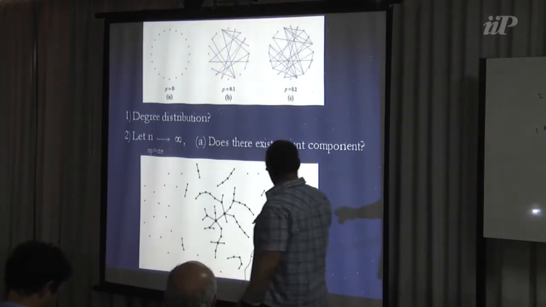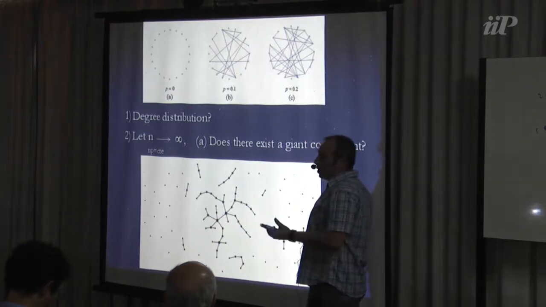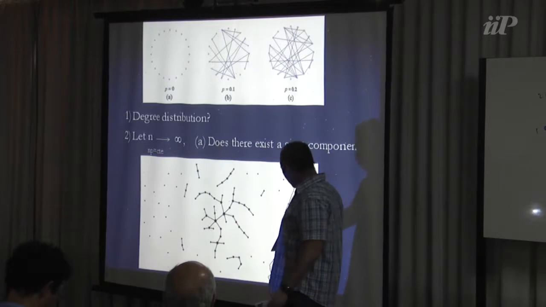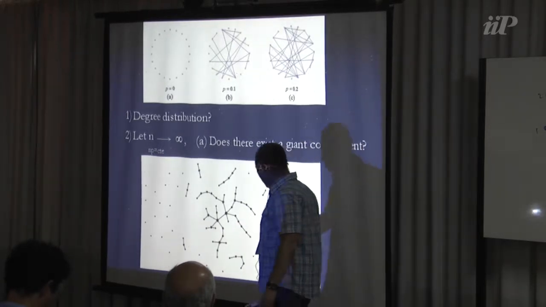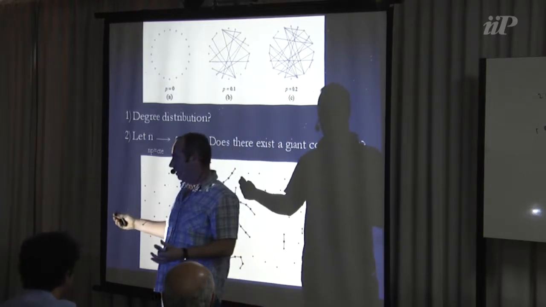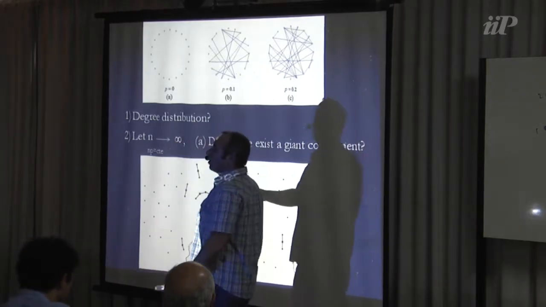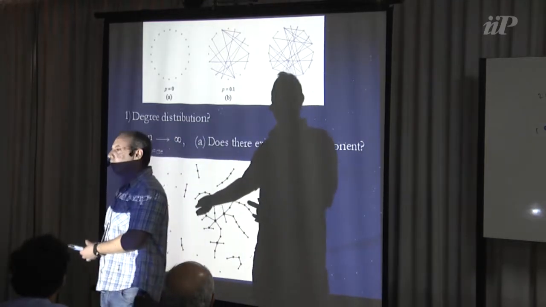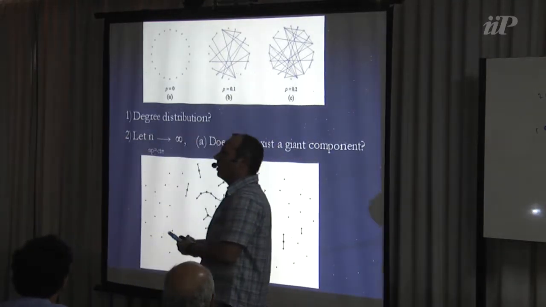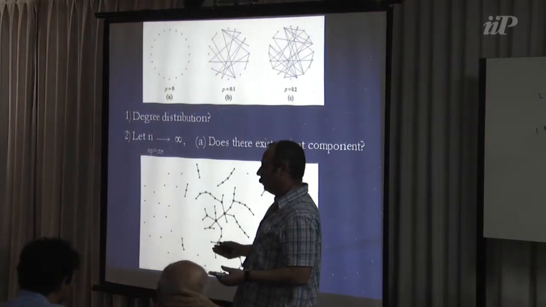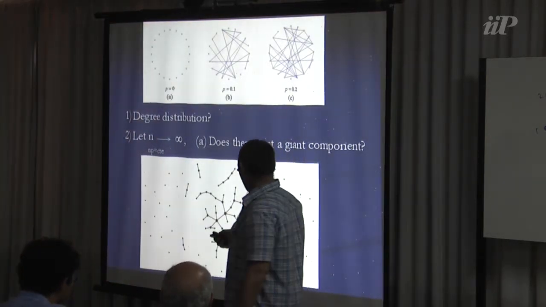Okay? There are nodes that have no link, some nodes that are linked, structures of 2 links, structures of 3 links, and this big structure. Okay? This is what is called a giant component. And the question is, does this giant component exist for every p?